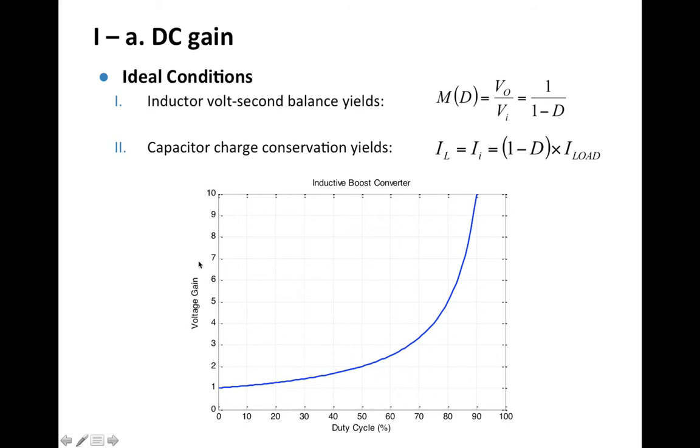If we plot this voltage gain 1 over 1 minus D as a function of duty cycle, we will get this nonlinearly increasing behavior. And as our duty cycle approaches 100% or 1, this gain goes to infinity. Of course, there are practical limits in this region which limits our voltage gain. We will see them later.